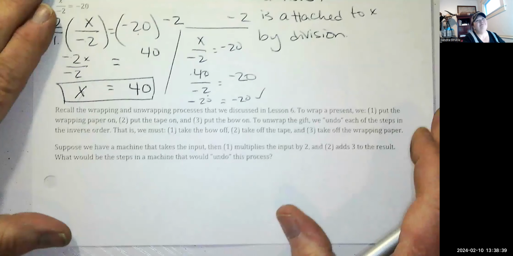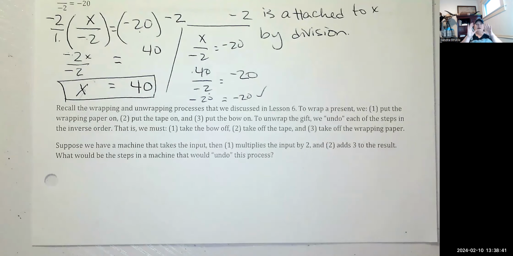Okay. So recall, I'm going to do this. It's not my favorite one, but I'm going to do it. Recall the wrapping and unwrapping processes we discussed in lesson 6 when we were solving for those variables. They were talking about wrapping the present, and then we have to put the wrapping paper on, then we got to take each of the layers off.